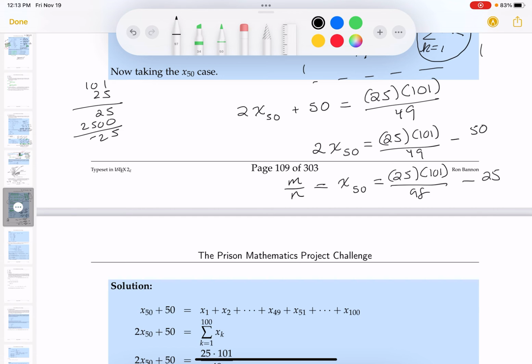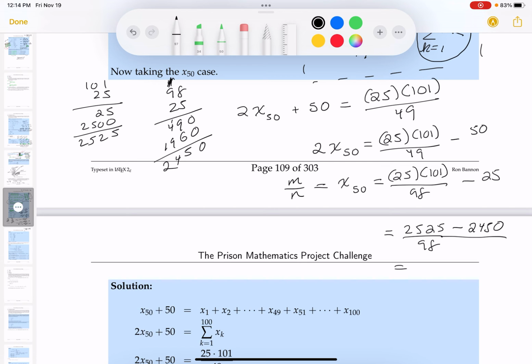That's 5252. Let me write that down for you. 2525 over 98. And now I've got to do minus 25 times 98. Well, let's see. 5 times 8 is 40. 5 times 9 is 45, 49. 2 times 8 is 16. 2 times 9 is 18, 19. 0, 15, 14, 2450.